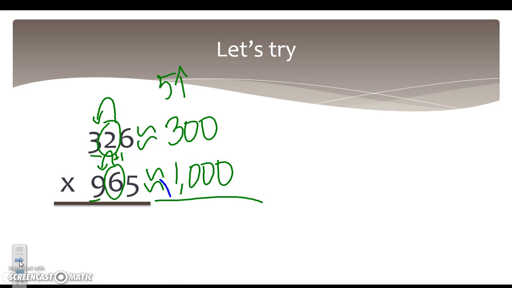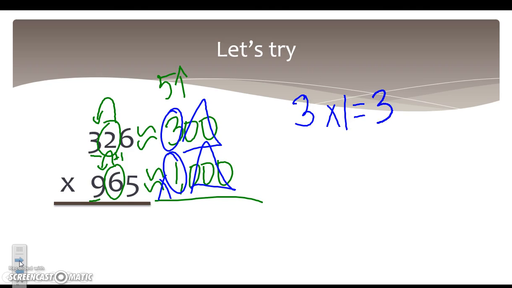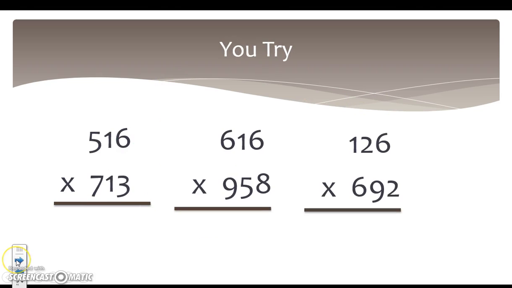Now we're going to multiply and use our basic fact strategy. We're going to circle the basic fact and triangle the zeros. 3 times 1 is 3, so my 3 goes at the bottom. I have 1, 2, 3, 4, 5 zeros. So 300,000 is our final answer.